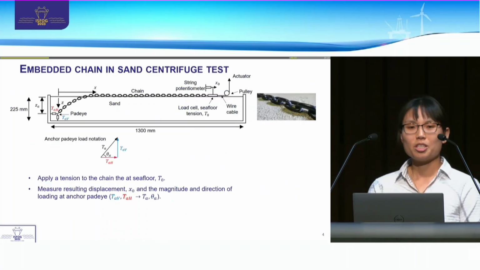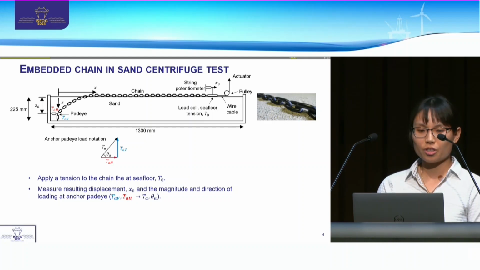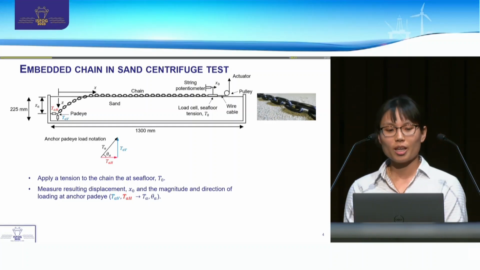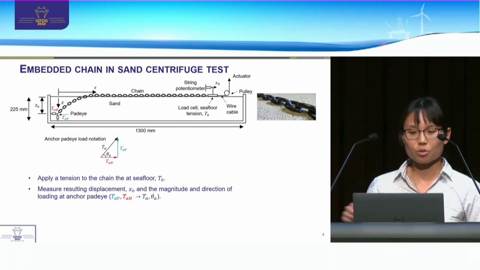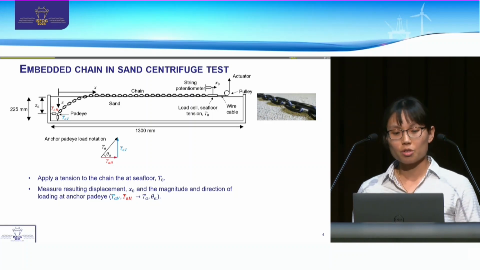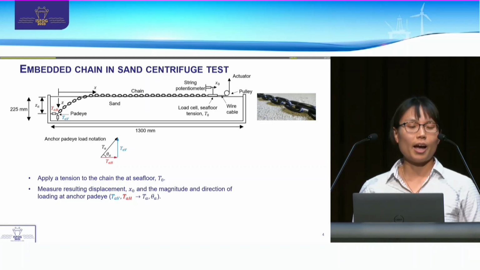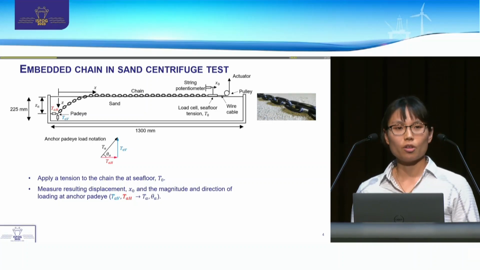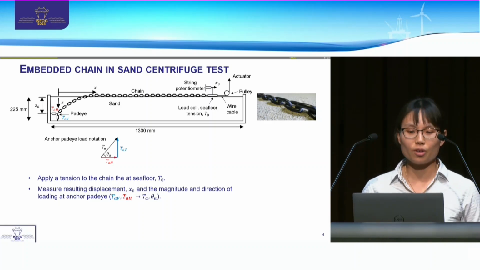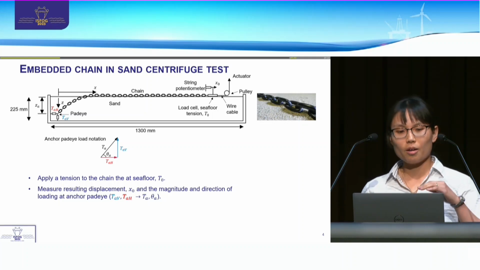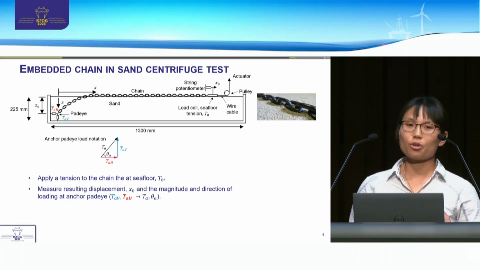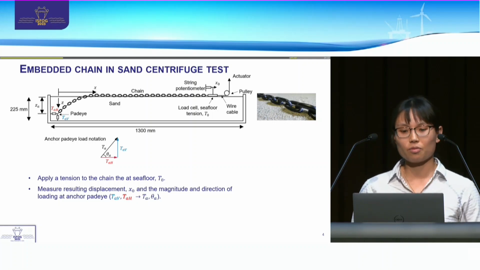So we developed some centrifuge tests, and you can see the experimental setup here of the strongbox, which allowed us to apply tension to the chain at the sand surface or the sea floor, and then we were able to measure the resulting displacement as well as the magnitude and direction of the resultant loads that are then transferred to the anchor pad-eye point. And we did that by resolving the horizontal and the vertical forces that are measured by two orthogonal load cells that are attached to the base of the strongbox.